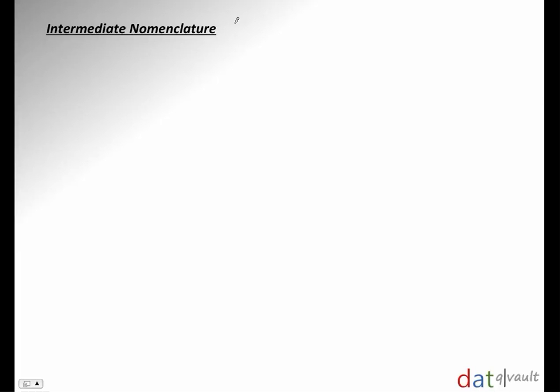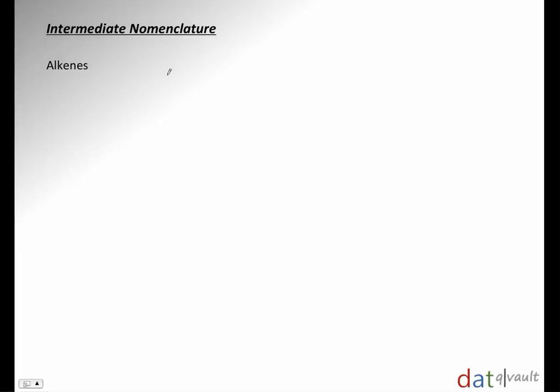This is lecture 1.2. We're going to talk about intermediate nomenclature. In this lecture, we're going to cover how to name alkenes and alkynes. Alkenes and alkynes often show up on the DAT exam, and it's going to be important to know how to identify and name them quickly and easily to get through the exam in an efficient manner.